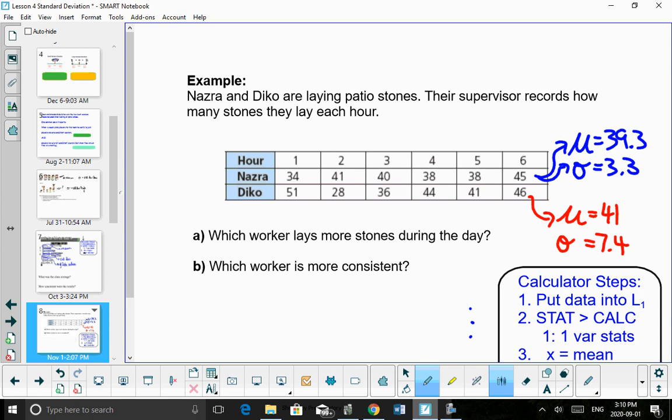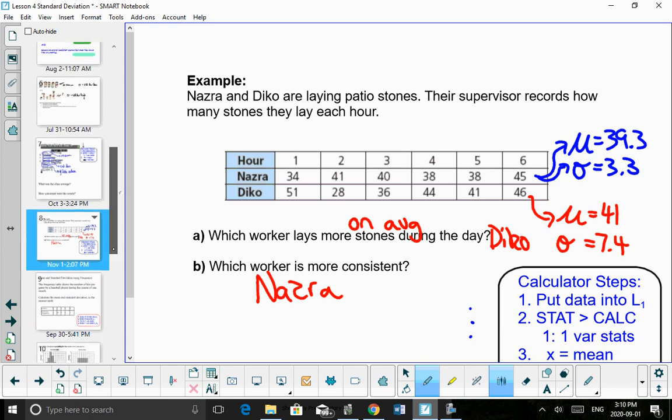So which worker lays more stones during the day? On average, I would say Deco. He's doing 41 stones per hour. Which worker is more consistent? That is Nazra, because he has the lower standard deviation. Okay, so that's how we use those numbers.